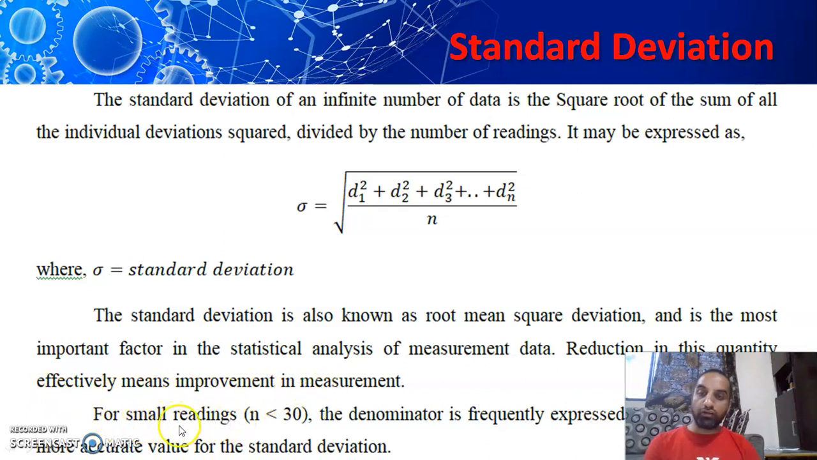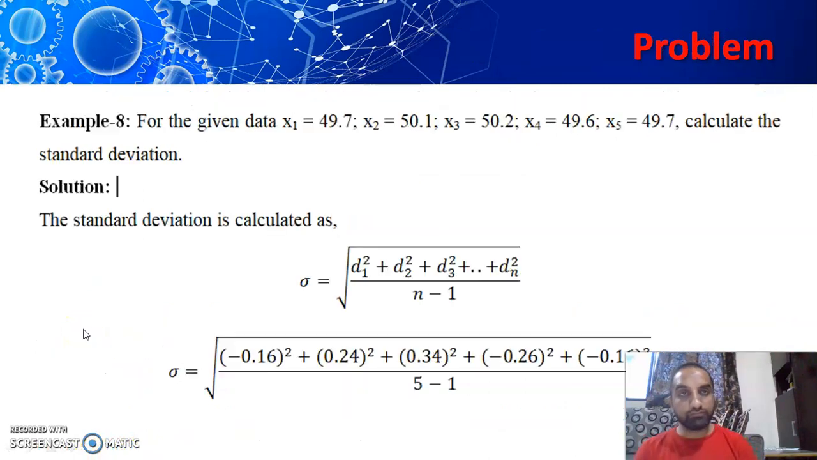For small readings, meaning the number of readings is less than 30, the denominator is frequently expressed as n minus 1 to obtain a more accurate value for the standard deviation. We have an example here. For the given data, we have to calculate the standard deviation. So sigma is equal to the square root of d1 squared plus d2 squared plus d3 squared up to dn squared, divided by n minus 1. Why n minus 1 here? Because the number of readings is less than 30. So instead of n, we take n minus 1.